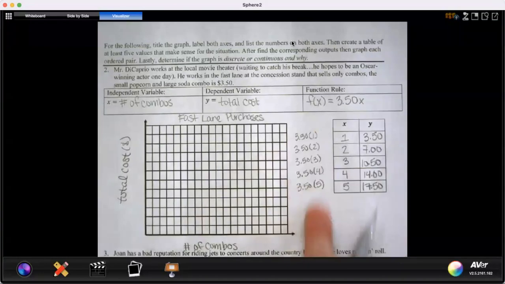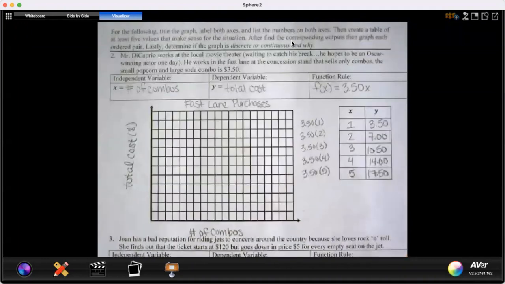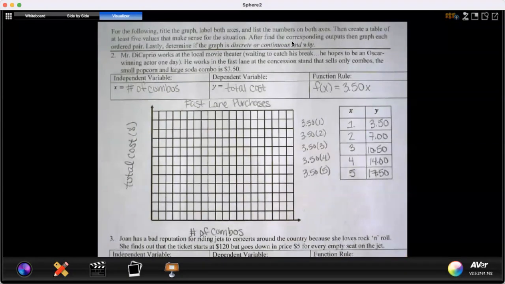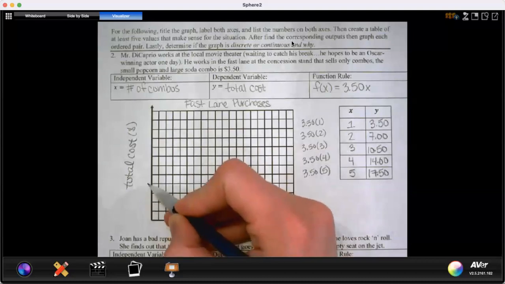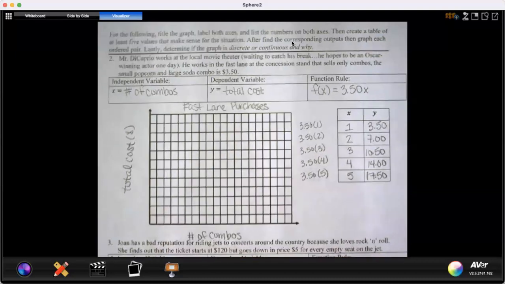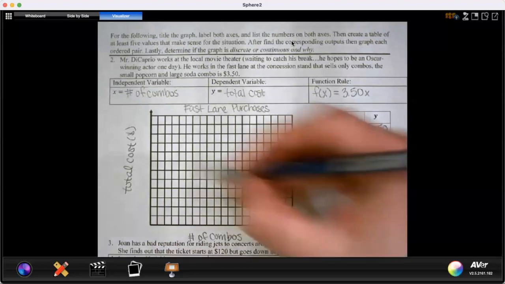Once you figure out the work, you should get the answers of $7, $10.50, $14, and $17.50. Now, when we're thinking about how we are going to graph these numbers, you have to realize that you're not just going to be able to plot those points alone. It's not realistic that I would just simply put 3.5, 7 and so forth. Sometimes you have to approximate your values. I need to get all the way up to 17.50 on my total cost.